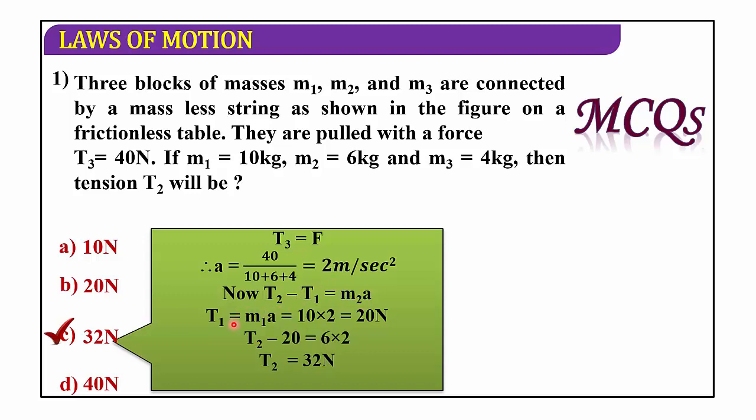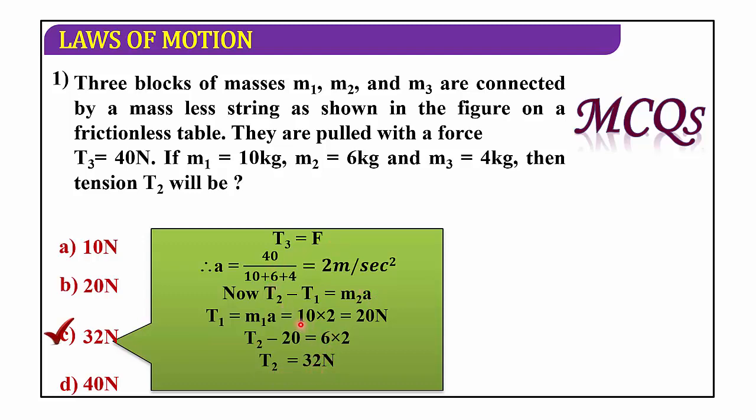Or you can write T1 equal to M1A. We know the value of T1 means what? M1A. M1 is given, A we already calculated. So M1 is 10, 10 into 2 is 20 Newton. This is the value of T1. Substitute in this equation: T2 minus 20 equal to M2, which is 6, into acceleration, which is 2. Substitute here. So we will get the answer 32 Newton.